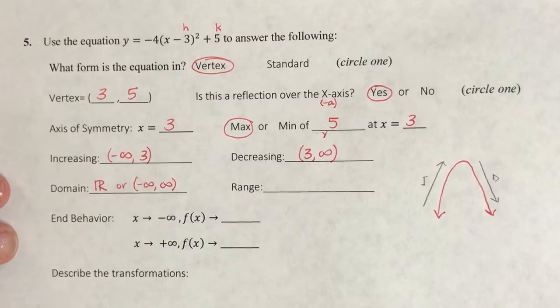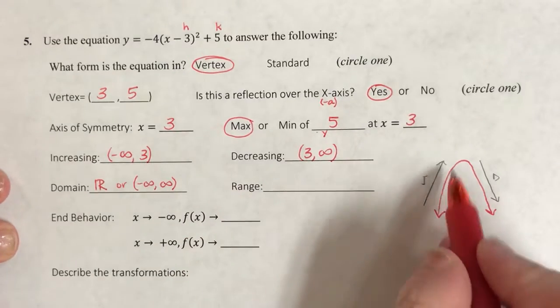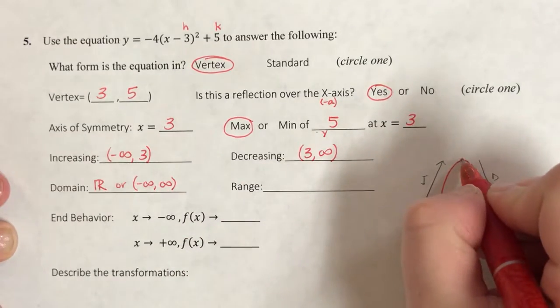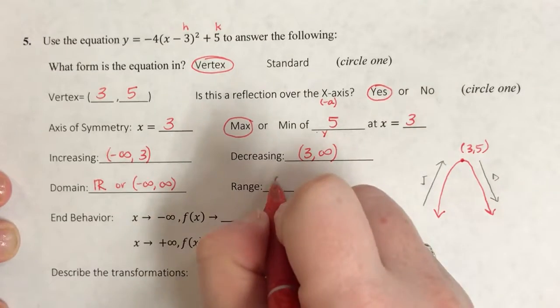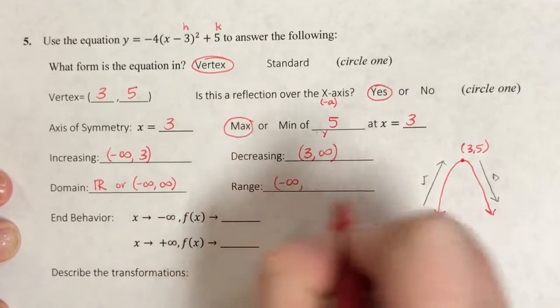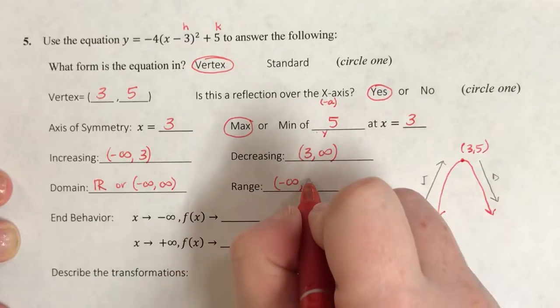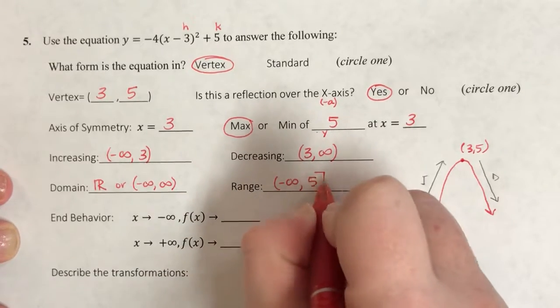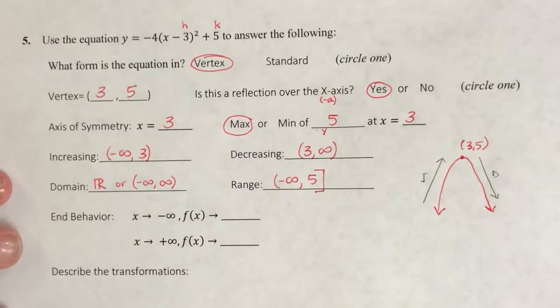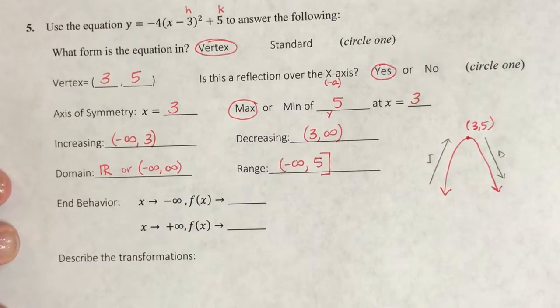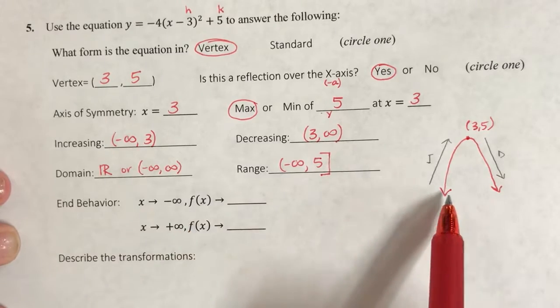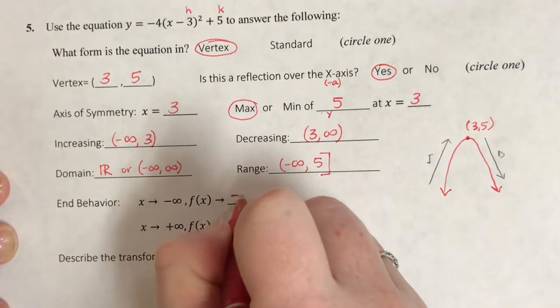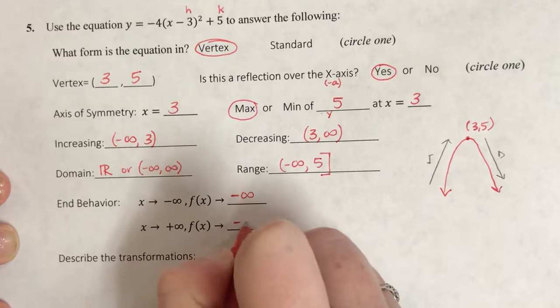The range this time, because it opens down, will be from negative infinity, and the highest value, y value, is at 5. And we have to include the 5. The end behavior on this one, since it opens down, both will approach negative infinity.